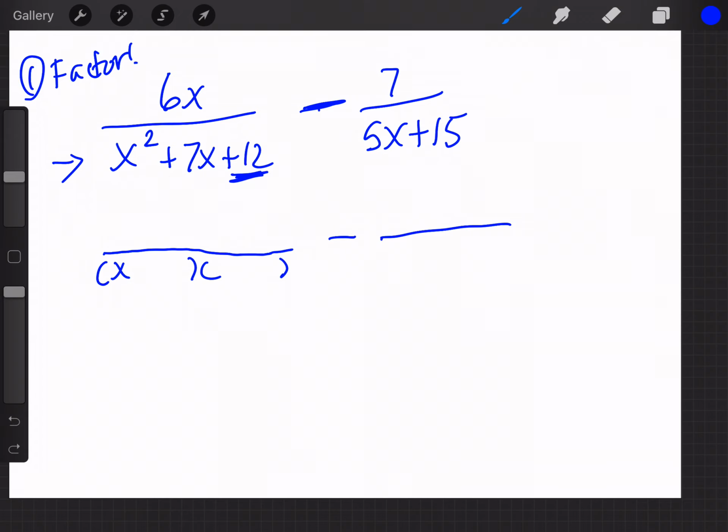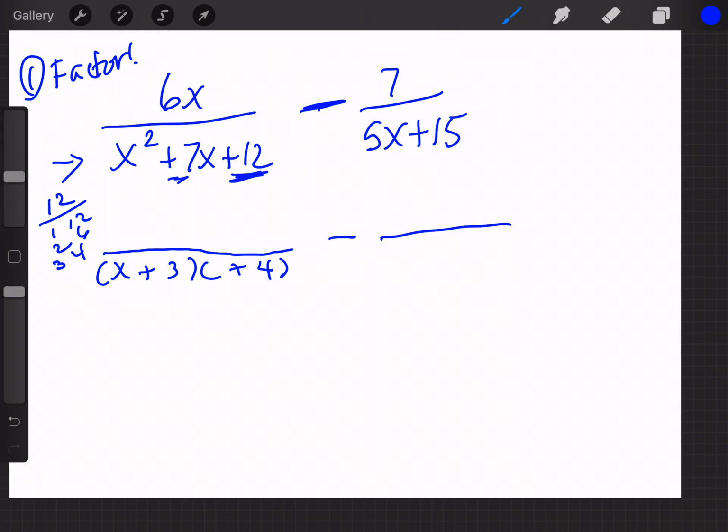Okay, so that's better now. So that's going to be factors of 12. Don't forget the obvious: 1 and 12, 2 and 6, and 3 and 4. Which pair will give me the 7? Obviously, that is the 3 and the 4. And I want a positive 7, so I need a positive 3 and a positive 4.